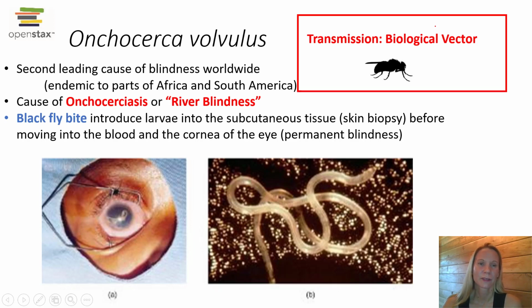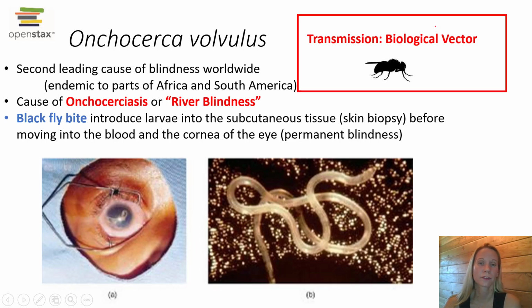Eventually, they will migrate to the blood. This is a bit of a lengthy process, so it's not immediate, you don't get blind immediately. It's recognized that permanent blindness is a chronic infection that progresses for a while. The earliest they've seen the blindness occurs is about 6 months after infection. So, it's a lengthy process.